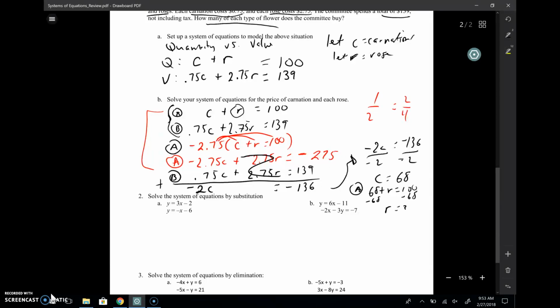R is equal to 32 roses. So there is my answer. So I have 68 carnations and 32 roses. And we better check our work. It's got to work for both equations.